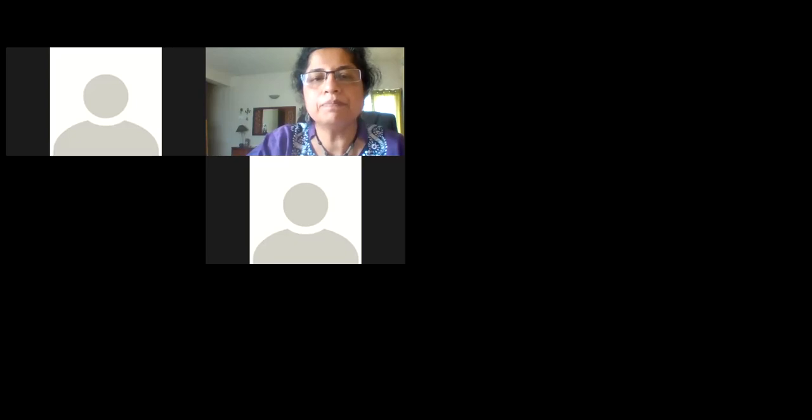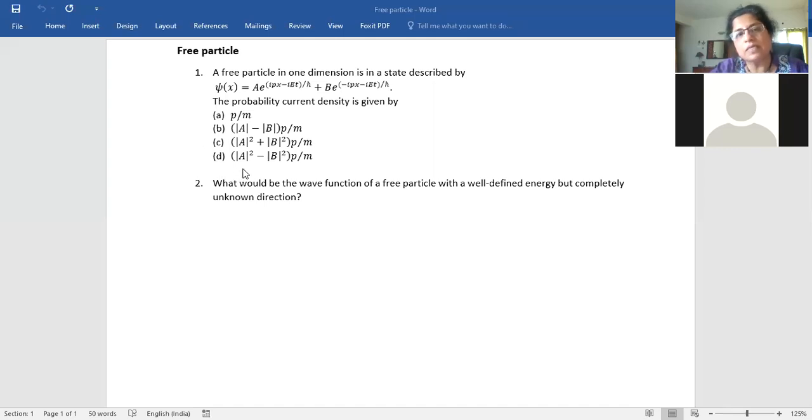We now know the answer. As you can see, your solution is D, because it is mod A square minus mod B square into P by M. Now again, you may remember forward moving wave and backward moving wave, and that it has to be multiplied by the velocity, which is P by M. But then there is a confusion between the second option, which is mod A minus mod B into P by M, and the fourth one, mod A square minus mod B square into P by M.